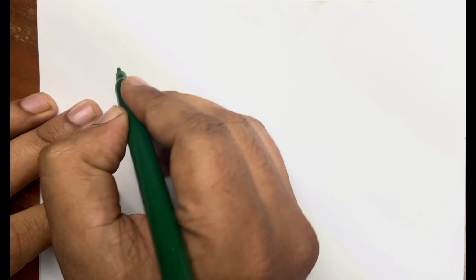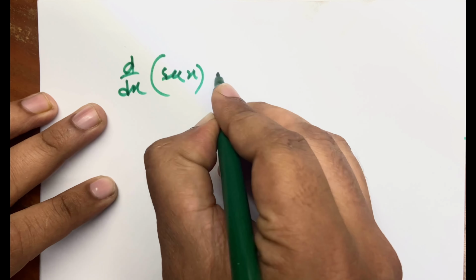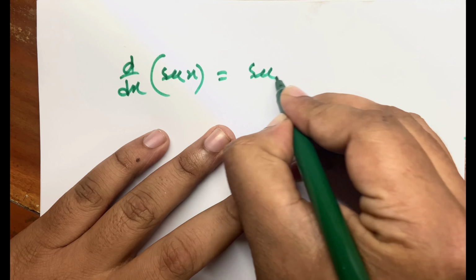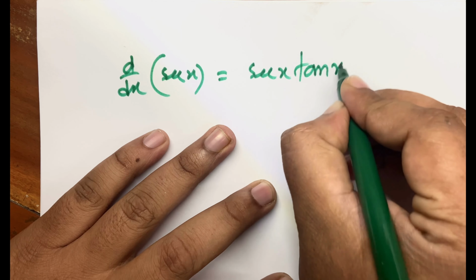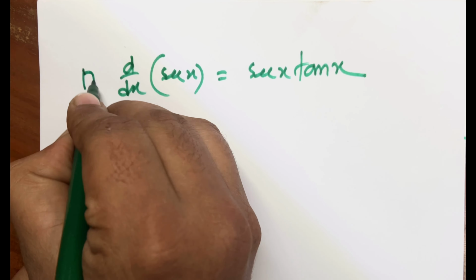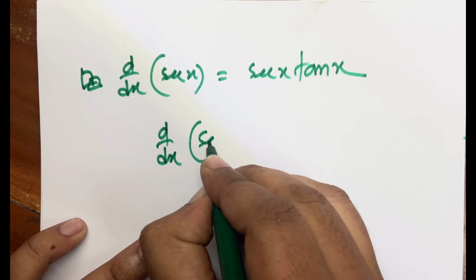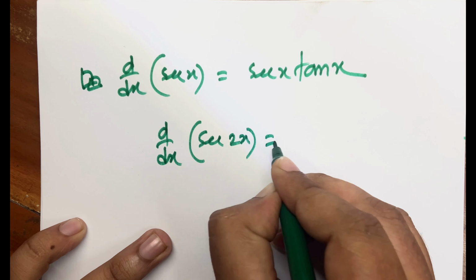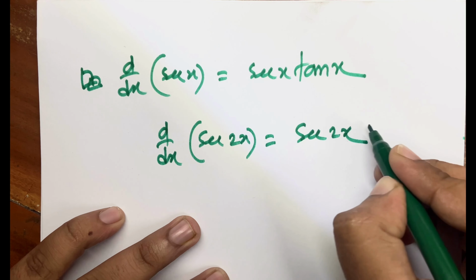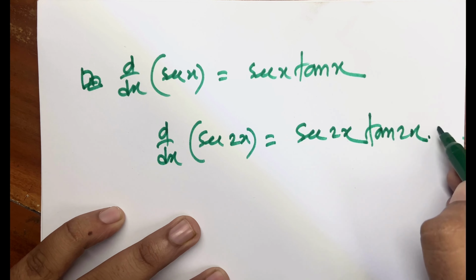Okay, now d/dx of sec x. d/dx of sec x is equal to sec x tan x. Now I solve some problems, d/dx of sec 2x. You can say easily sec 2x and tan 2x, and if you take d/dx of 2x again, you find 2.